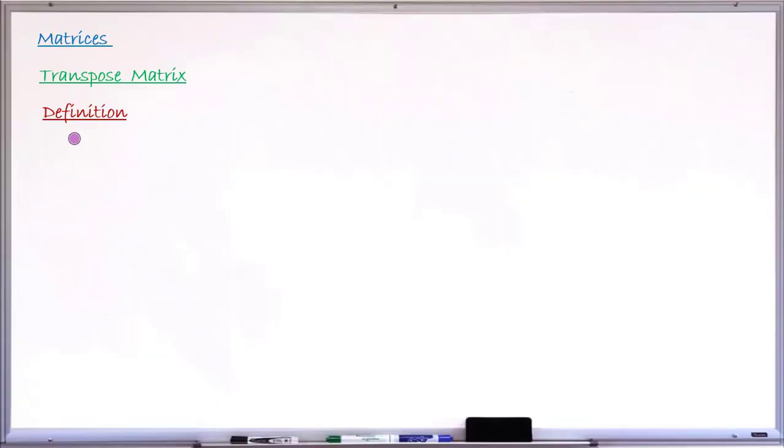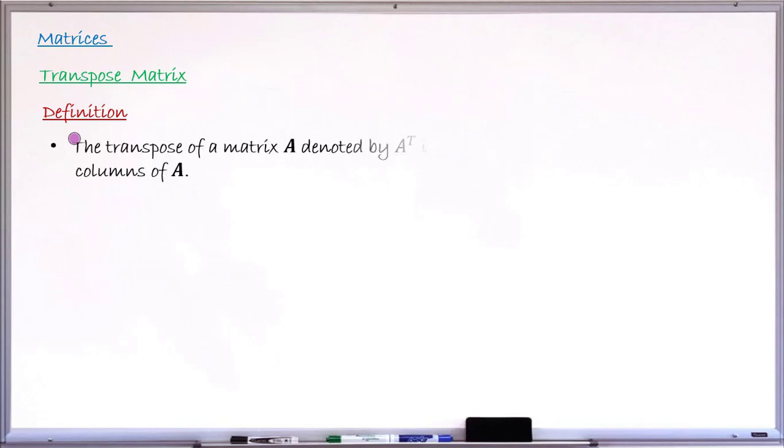To begin the lesson, my dear student, let me first define the transpose of a matrix. The transpose of a matrix, for example, matrix A, is usually denoted by A with a subscript T. Look at it here. This is the meaning of transpose of a matrix.